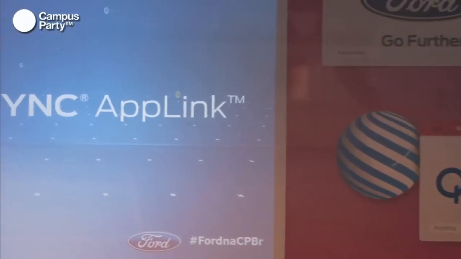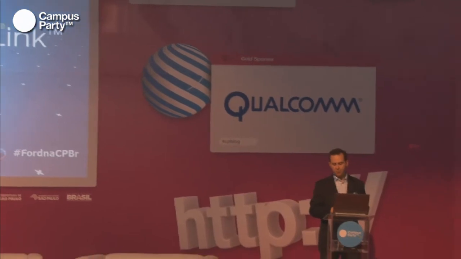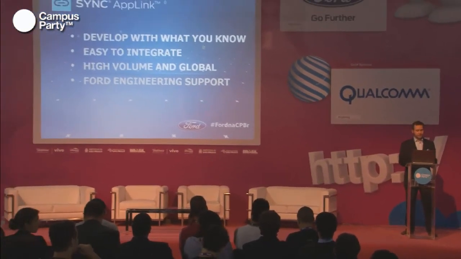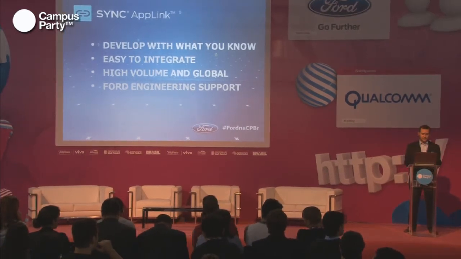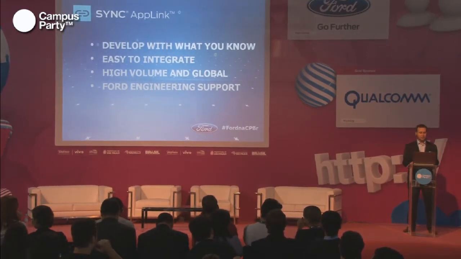We know there are a number of options out there, but we think developers can be more successful using the AppLink API than any other currently available for cars. Why? Well, it's easy to integrate. Developers have integrated APIs in a matter of a few days. And there are more than 1 million cars on the road and more coming this year in markets around the world. And we have a dedicated team to help with the software development kit and other questions that you may have in getting your app to the market.